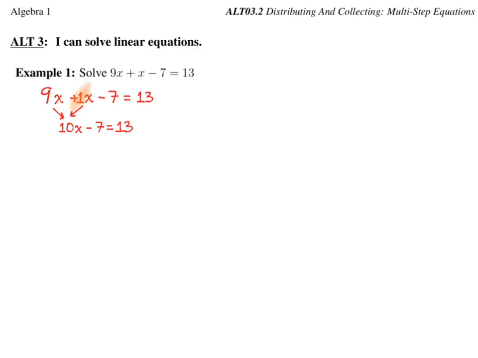From here, it's kind of review. We're going to add 7 to each side. And then we have 10x pretty much equals 20. Then divide both sides by 10. And by 10, x equals 2. That's it. Alright, that was the first example, the easiest.